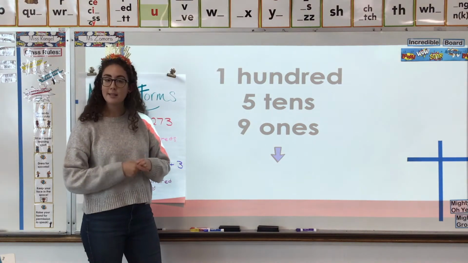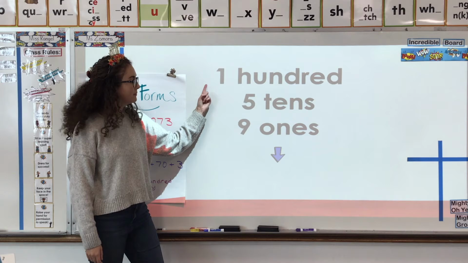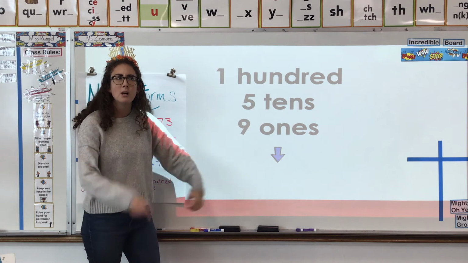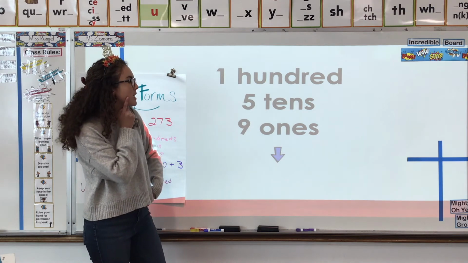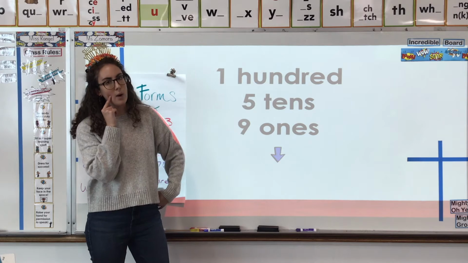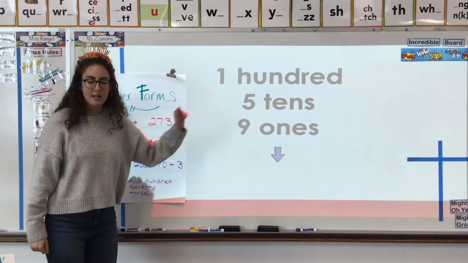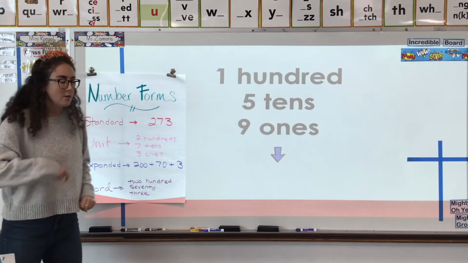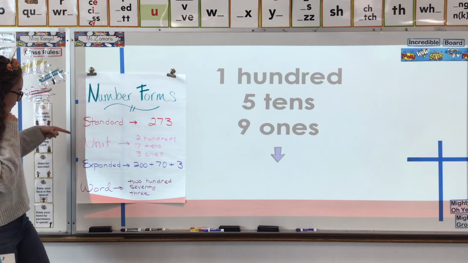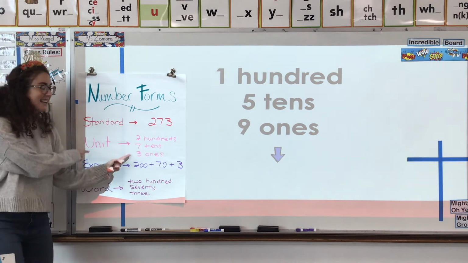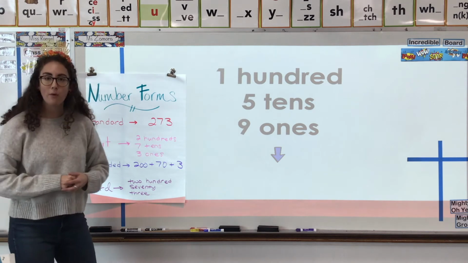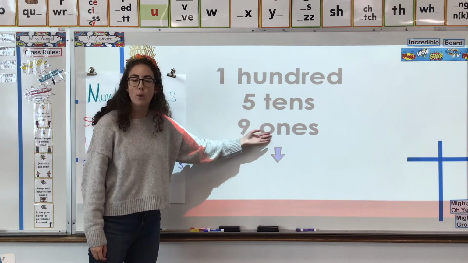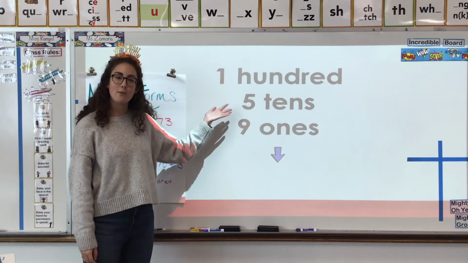This number has 100, 5 tens, and 9 ones. What number has 100, 5 tens, and 9 ones? This number is written in what form currently? This number has been given to us in what form? Unit form. This number is in unit form because we can see how many units of hundreds, tens, and ones are in each number. It's in unit form.